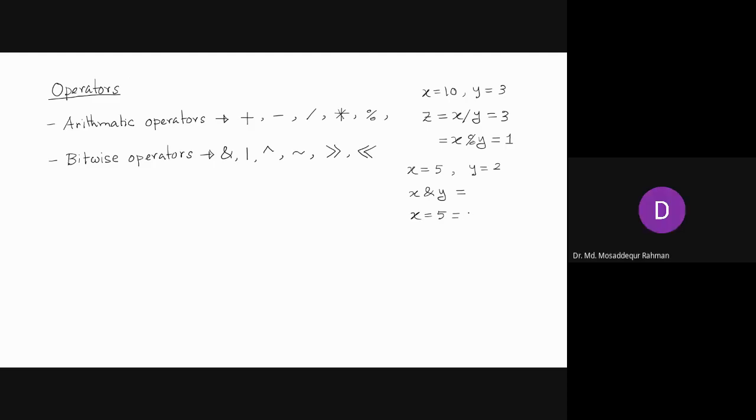Yeah, we know that. X is 5, which is 101, y is 2, which is 010, right? And do the AND operation, so we get 000. So the result is 0, right? If you do the OR operation, it'll all be 1, in other words, 111, which is 7. So if you take x or y, what will be the result? 7.